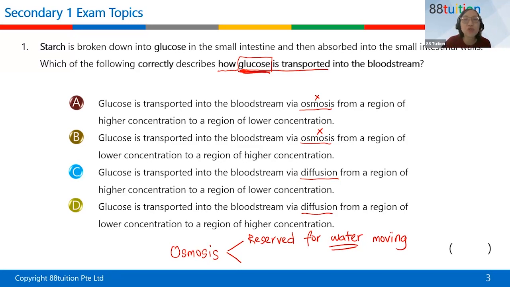Because you are moving the glucose, transporting the glucose, transport means moving, right? You're moving the glucose molecules, so you're not moving the water molecules. Osmosis is only meant for moving of the water molecules. Another thing about osmosis is it involves what kind of membrane? Can you type into the chat? What kind of membrane? Do you remember?